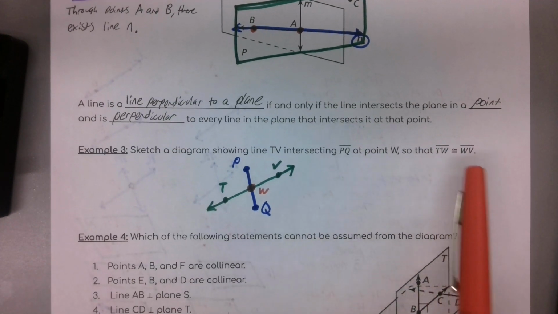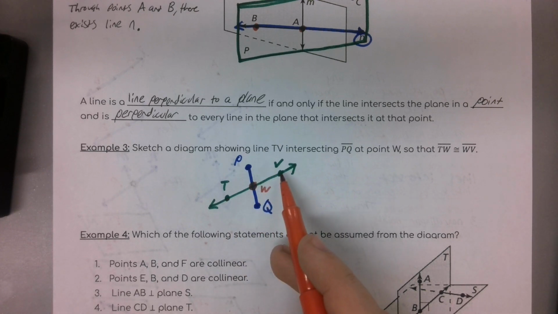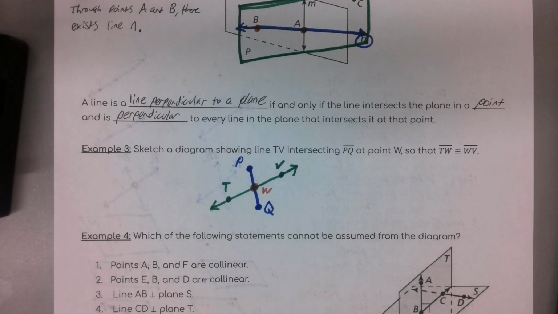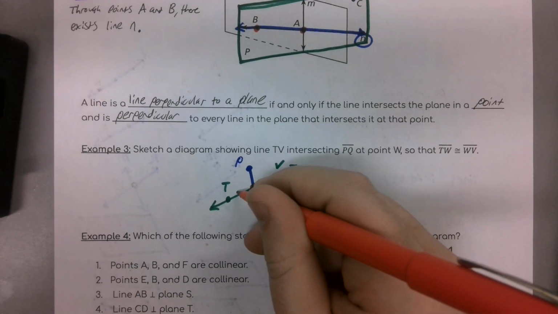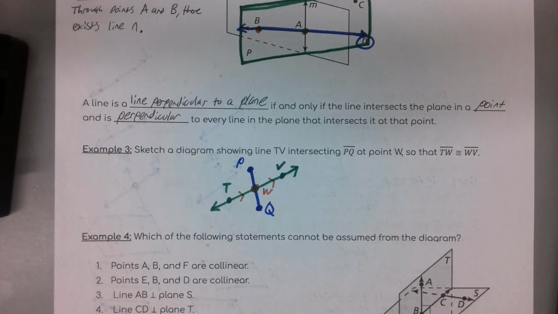The only thing is, we want TW, this green point to the red point, to be congruent to WV. So how do we show that those two are the exact same length, that they're congruent? We've got to put some congruency marks. This would be a diagram for example 3.